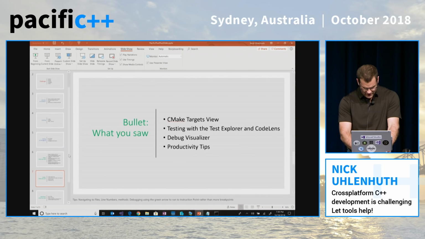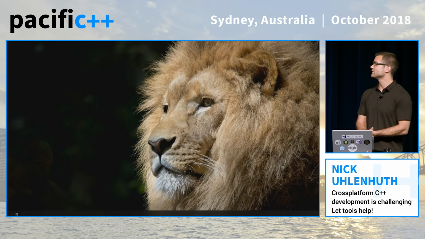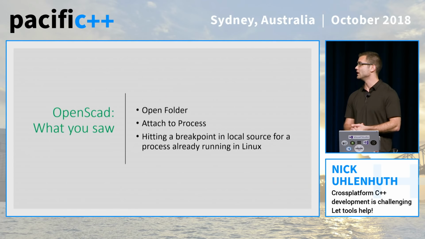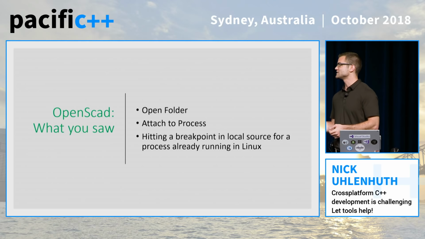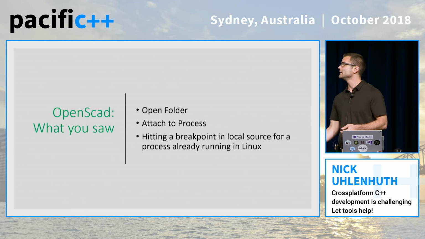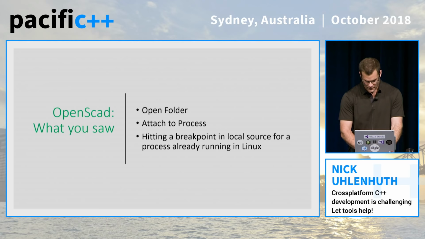And we'll just swing into here one more time. All right, so with OpenSCAD, what we saw was open folder in Visual Studio. So we just opened up an arbitrary folder of code, just the source folder. We saw attach to process, and then we saw hitting a breakpoint in the local source for a process that was already running in Linux.